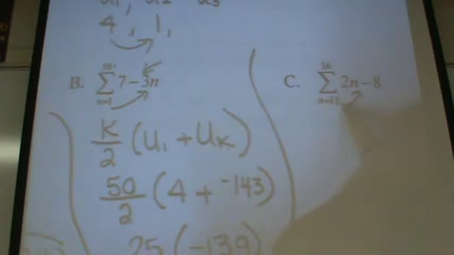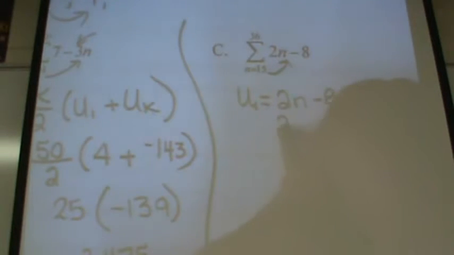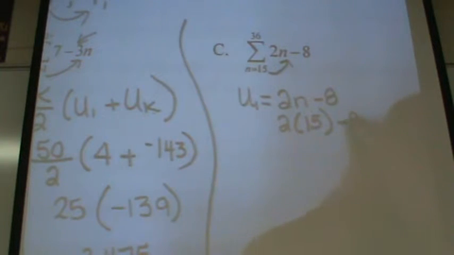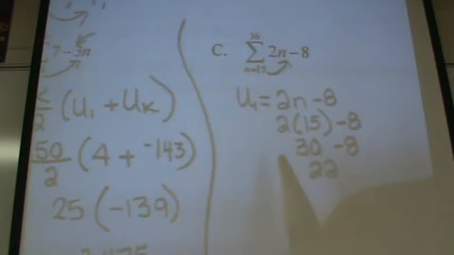You're going to plug a 15 in here. The formula is 2 times n minus 8. In other words, 2 times 15 minus 8, 30 minus 8 is 22. So the first term that we're adding together, which is the 15th term, is 22.